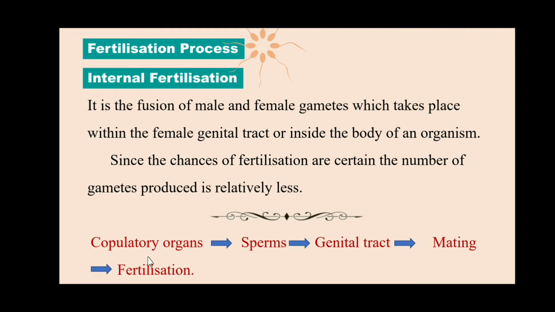organisms. Here, the male organisms are provided with the copulatory organs. These copulatory organs release the sperms into the female genital tract. During mating, what happens? Here, the fusion takes place. That is, fertilization takes place. This is how internal fertilization takes place in most of the higher organisms. This is all about internal fertilization.